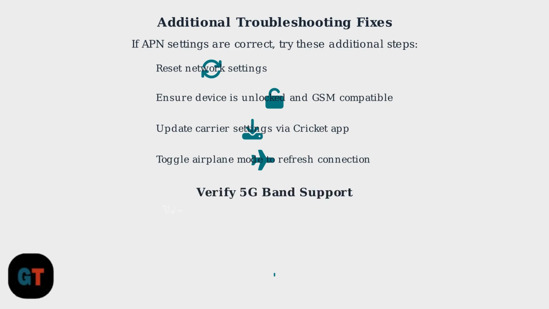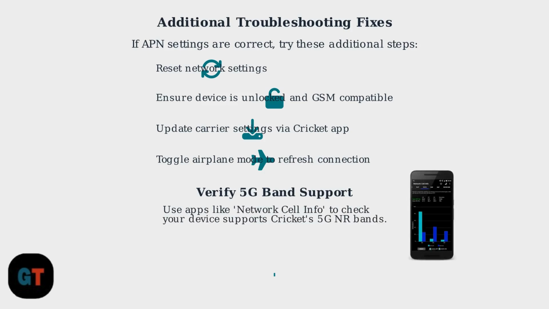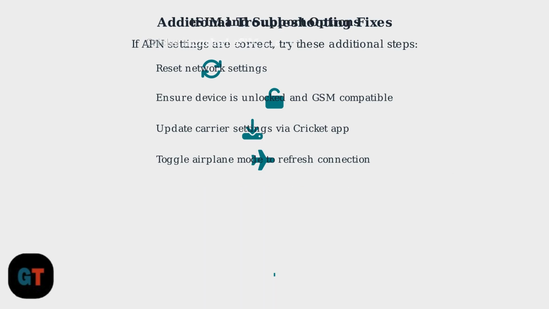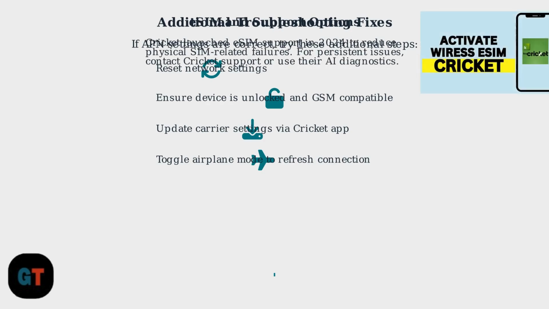To ensure compatibility with Cricket's 5G network, verify that your device supports the necessary frequency bands. Download and use diagnostic apps like Network Cell Info to scan and display your current network bands, signal strength, and technology in use. Cricket Wireless introduced eSIM support in 2024, allowing digital SIM activation that eliminates physical SIM card failures.